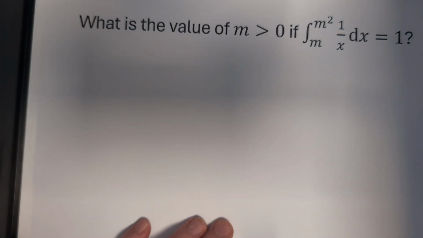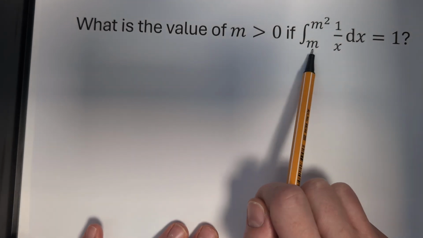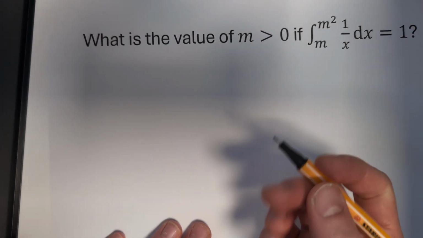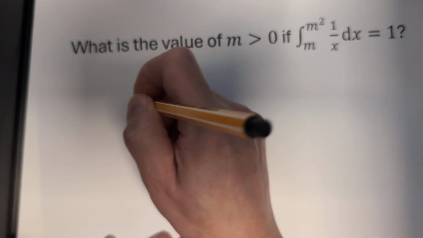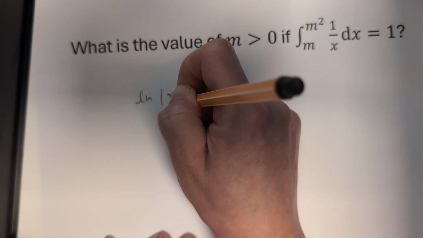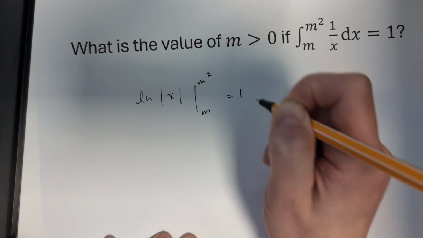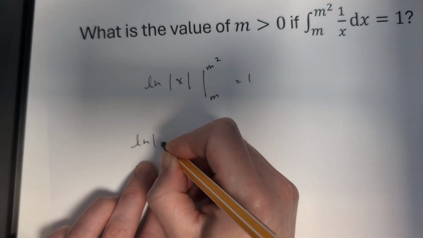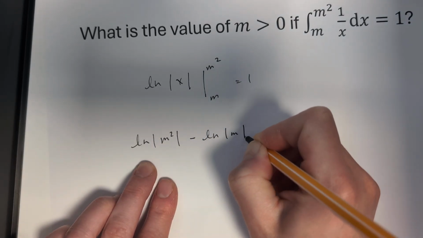What is the value of m greater than 0, just to distinguish what it is, if the integral from m to m squared of 1 over x dx equals 1? The same idea here: find the antiderivative of it, and the antiderivative of 1 over x is ln of x. From m to m squared, we want that to equal 1. So ln of m squared minus ln of m.